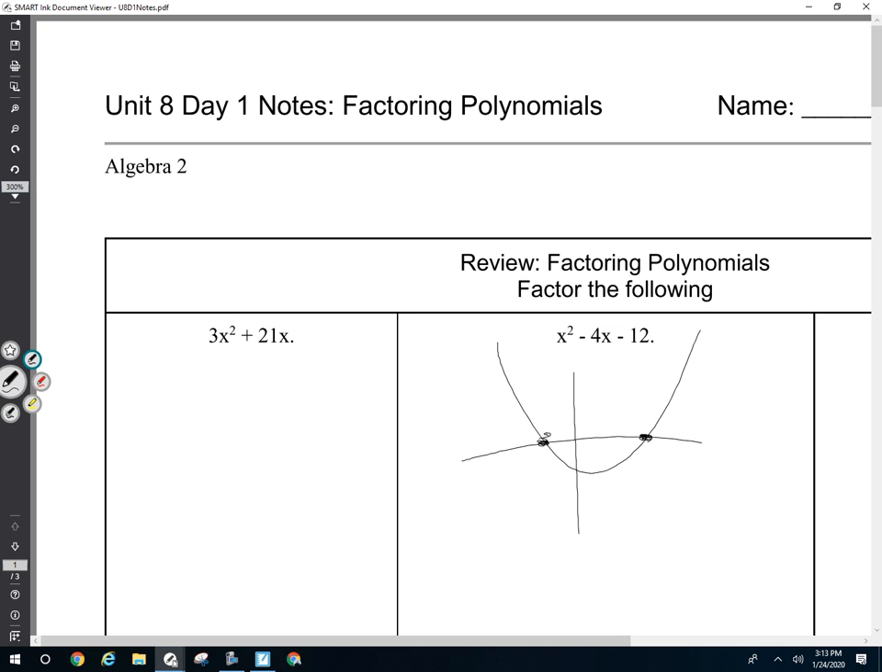What's that? What's that? No, don't draw that. I'm asking you a question. Why are zeros important?